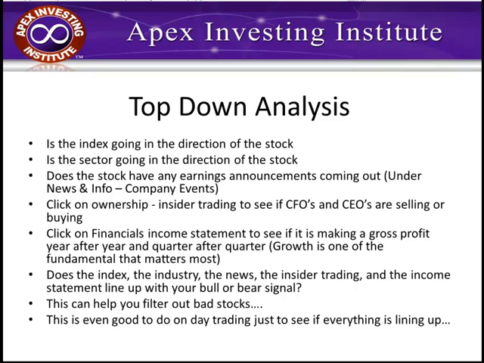Then you can check out the ownership. You can see if CFOs and CEOs are selling or buying the stock, the insider trading. You can also look at financials. When you look at financials, you don't have to look at all the details, okay? But the income statement is very important. Look at the gross profit and net profit, year after year and quarter after quarter. Is the company growing? If they're not growing, then why would the value of the stock go up? Or if it's going down, then maybe that lines up with shorting a stock. So that is some basic fundamentals you can look at without getting overwhelmed. Again, this is part of top-down analysis, and this is more if you want to own a stock for a long period of time.